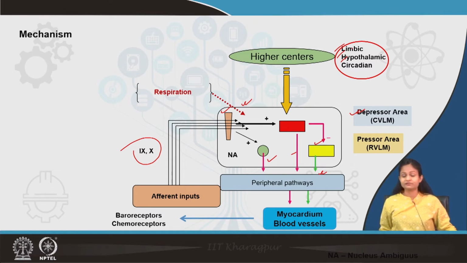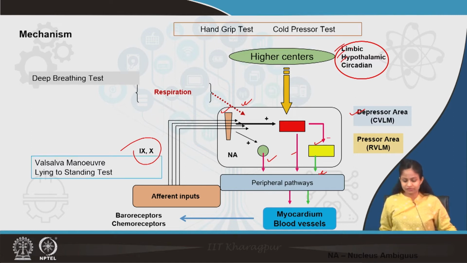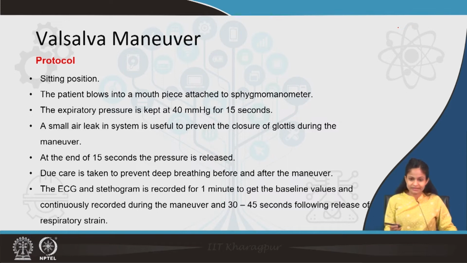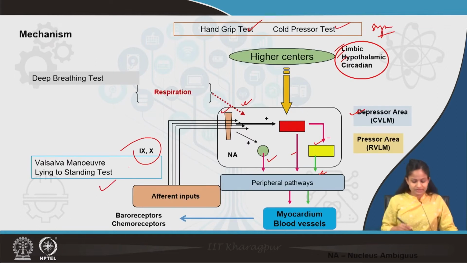They have also significant influence over this baroreflex pathway. So, based on this whole scenario, we have different types of test. The hand grip test and the cold pressor test generally test the sympathetic domain, because there is a higher center which also acts in this case. The deep breathing test usually acts for the respiration, and the Valsalva manoeuvre and the lying to standing test usually stress the parasympathetic domain.